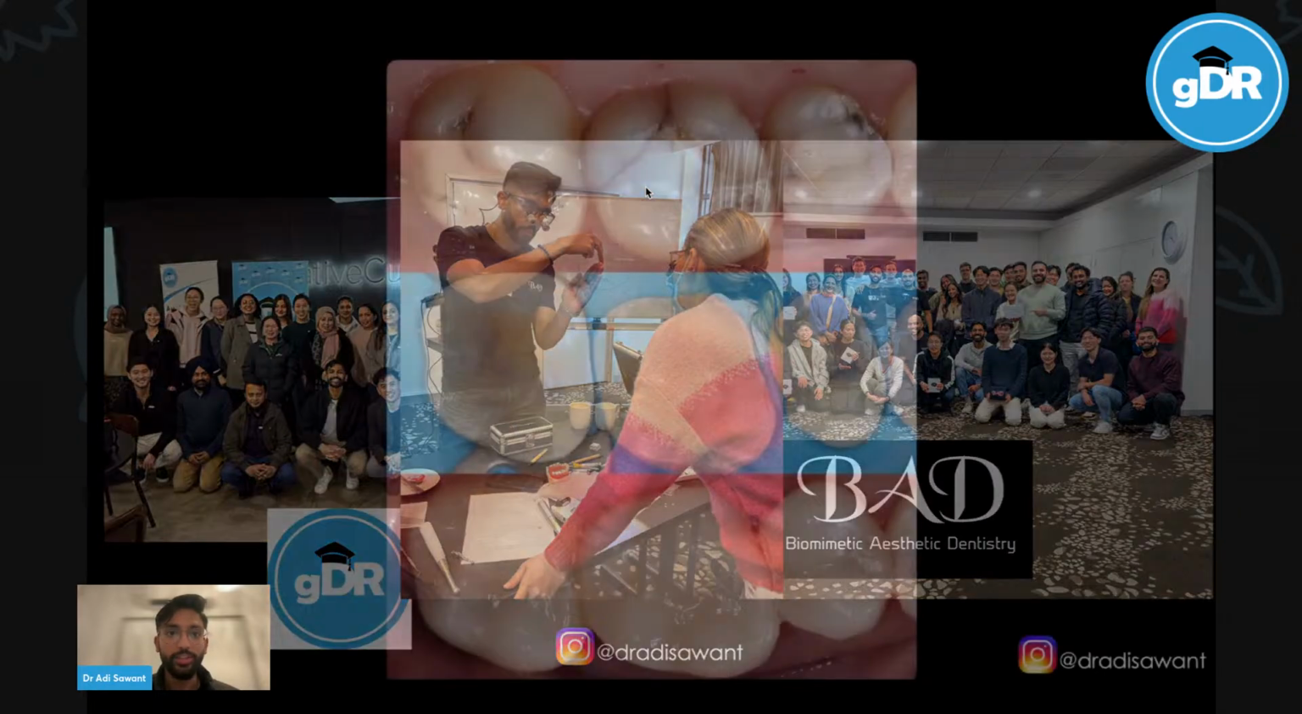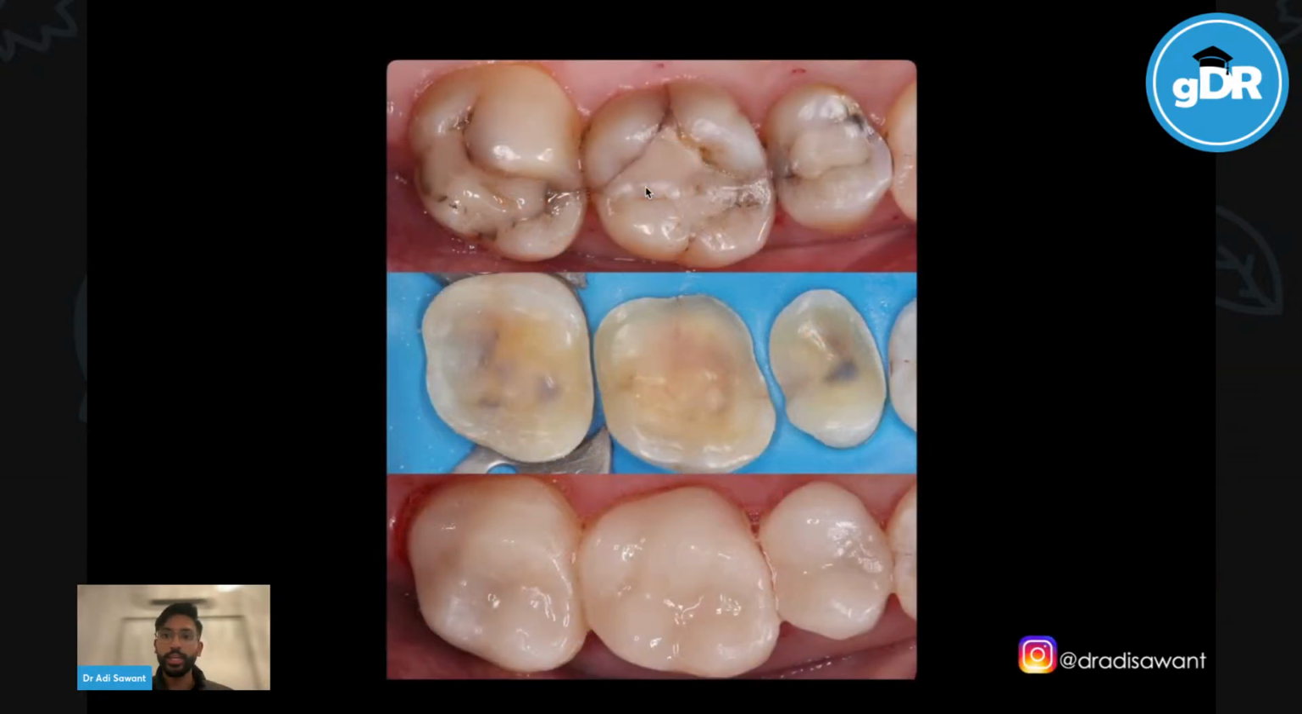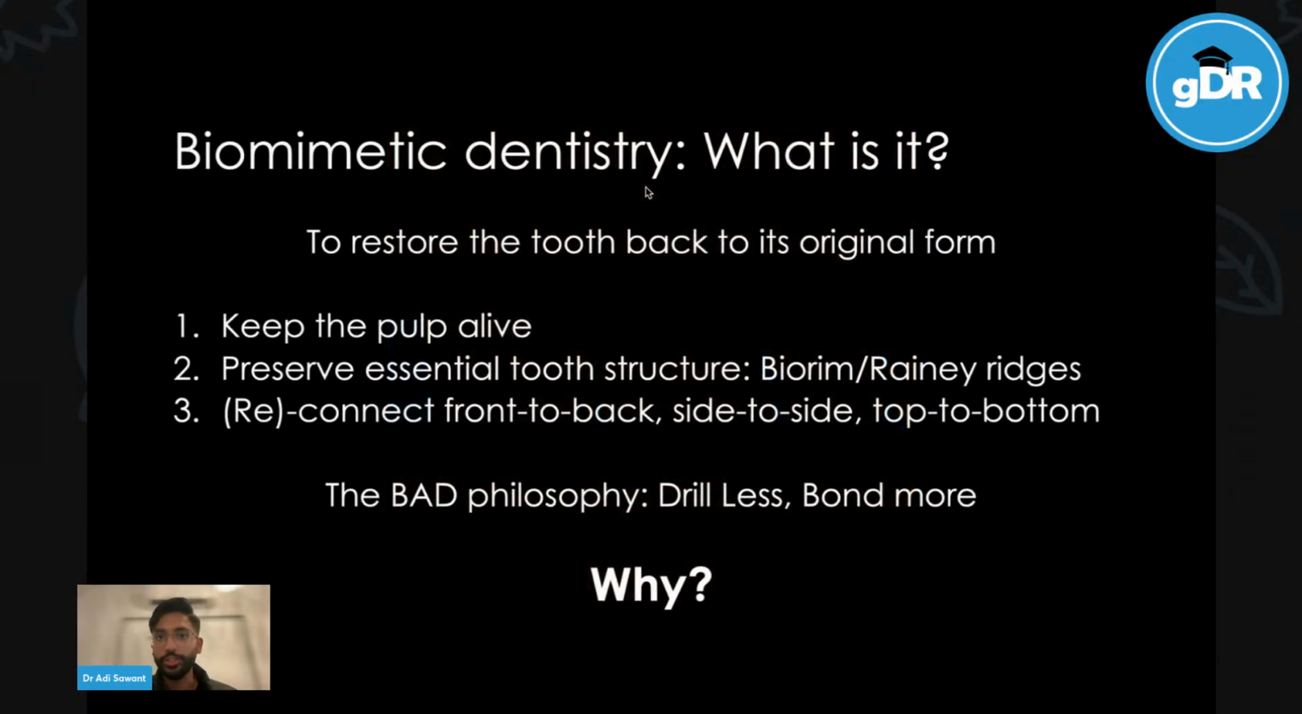And we're going to talk about teeth that look like this. How do we treat teeth like this? That's why you guys are all here on your Wednesday evening, right? So what is biomimetic dentistry? Essentially, biomimetic dentistry is just restoring the tooth back to its original form. We want to keep the pulp alive. We want to preserve essential tooth structure. We'll talk about what essential is. And we want to reconnect, because we're dealing with broken down teeth, these teeth front to back, side to side, top to bottom, right? And the philosophy we hold at BAD, and I'm sure GDR does too, is we want to drill less and we want to bond more.